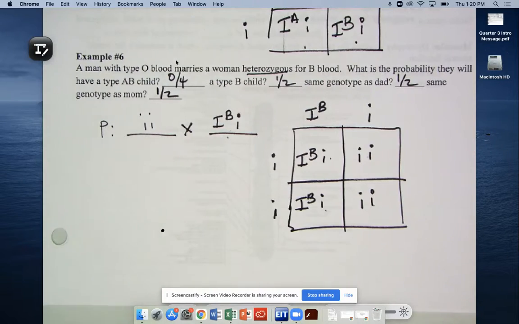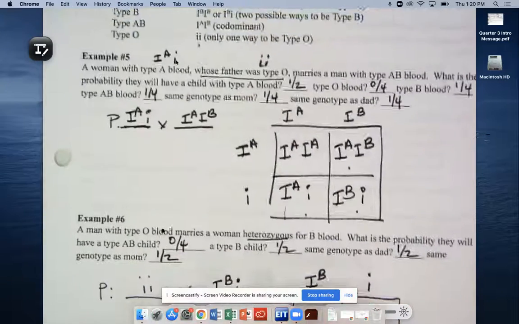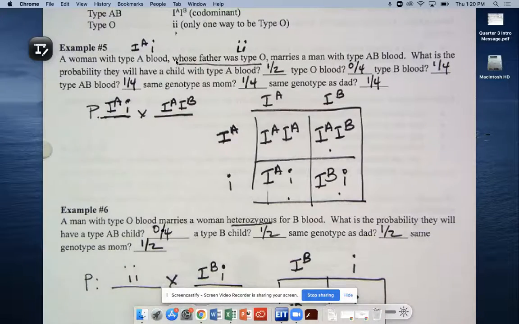And that is how you do the problems for blood types. Now it's your turn to learn and practice.